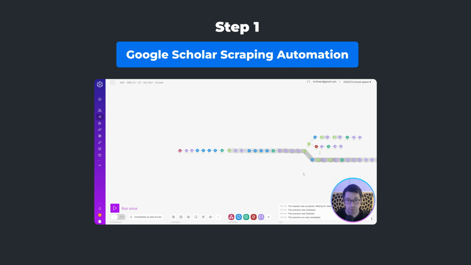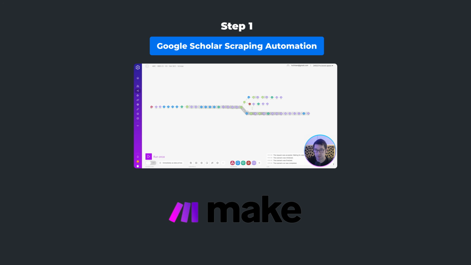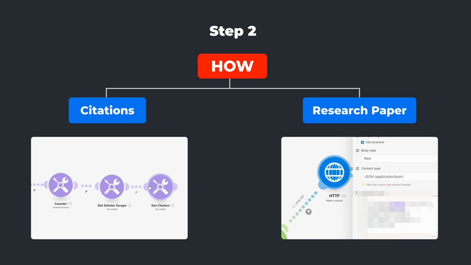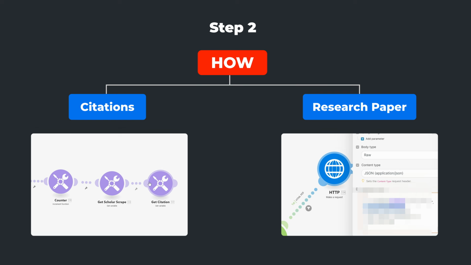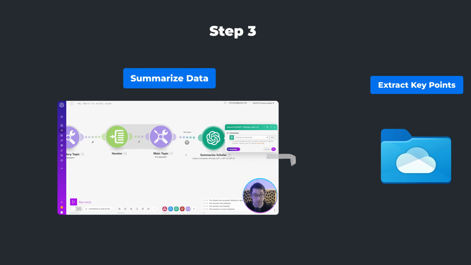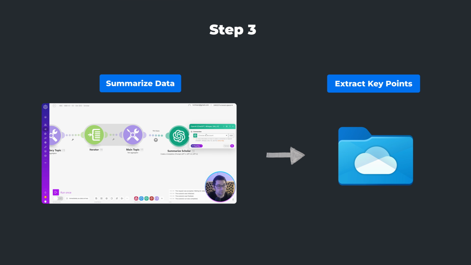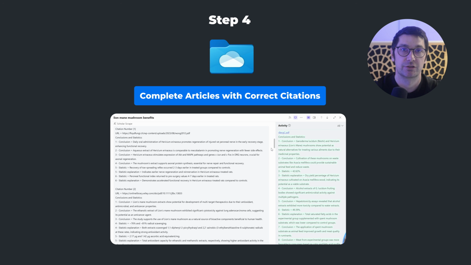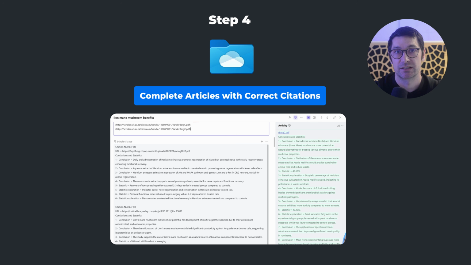In this video, I'm going to show you how I created a Google Scholar scraping automation in make.com, how we're going to get citations and how we're going to get the actual complete research paper. Then we're going to summarize the data to extract key points from these. And then we're going to use this data, or you can use this data, to create complete articles based on research data with correct citations in them.